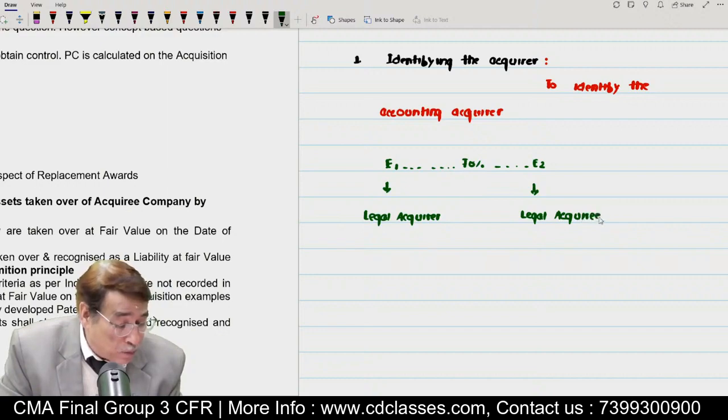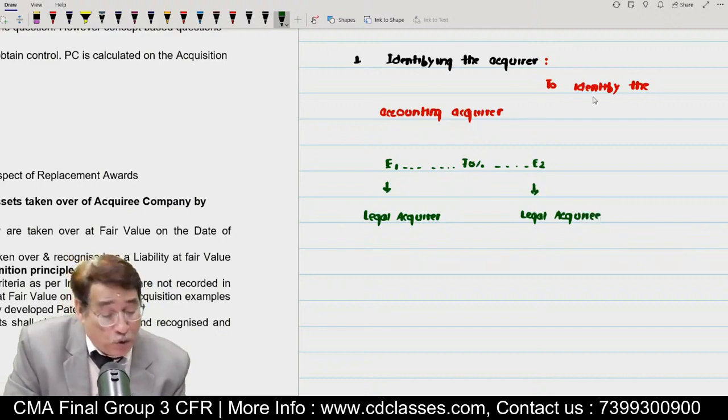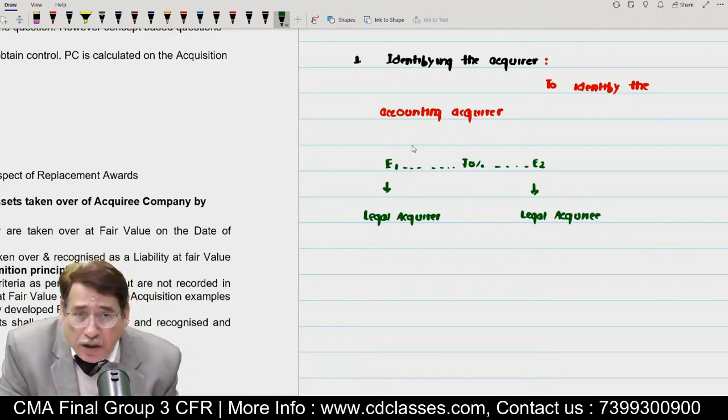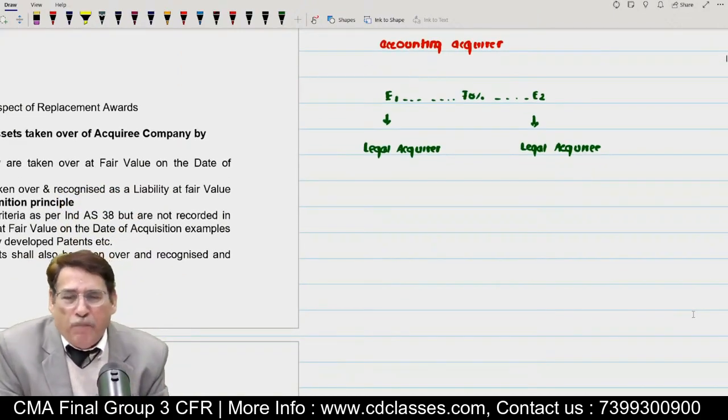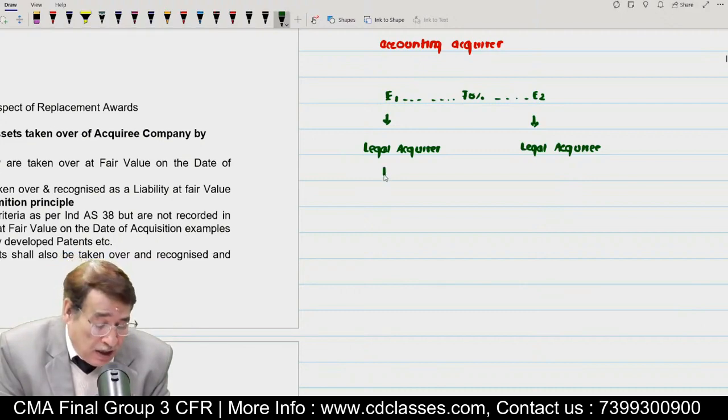However, this particular step says that we have to identify the accounting acquirer. Try to understand. 99.99% of the time, the legal acquirer itself will be the accounting acquirer. First of all, you need not worry about this particular point.